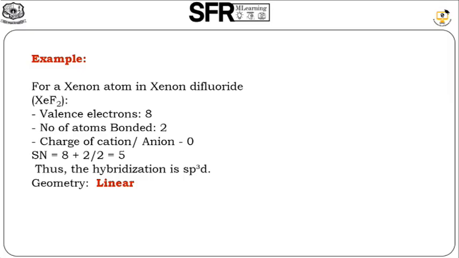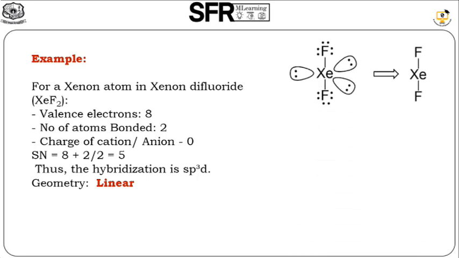So we apply the formula. Steric number is equal to 8 plus 2, divided by 2, is equal to 5. The hybridization is sp3d. According to hybridization, the geometry is trigonal bipyramidal. But due to the lone pairs present in the molecule, there are 3 lone pairs, so according to VSEPR theory, the geometry is linear.